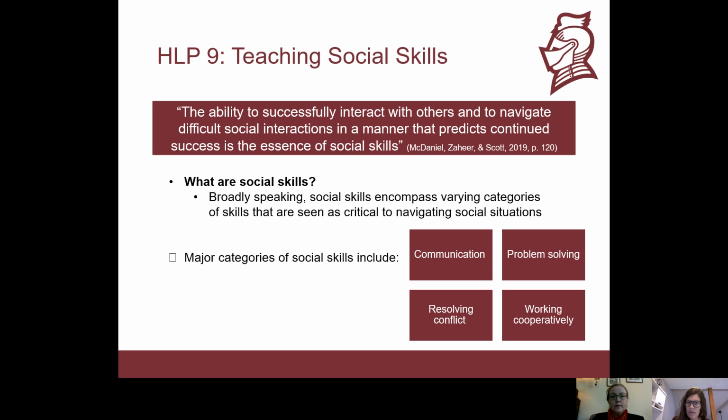So, what are social skills? Broadly speaking, social skills encompass varying categories of skills that are seen as critical to navigating social situations. And remember, these social situations are both at home and in a school setting. Major categories of social skills include communication, problem solving, resolving conflict, and working cooperatively.